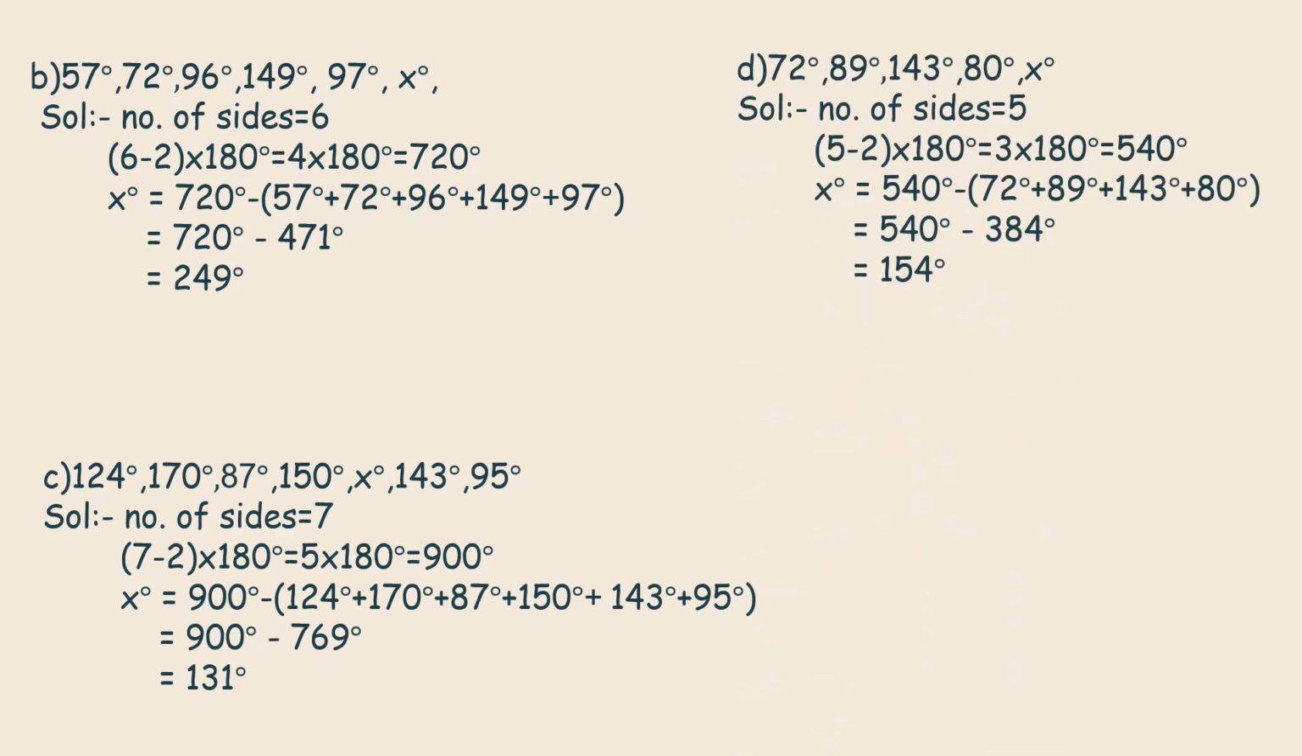Similarly, in case of D, how many angles are there? 5 angles. So the number of sides is 5.